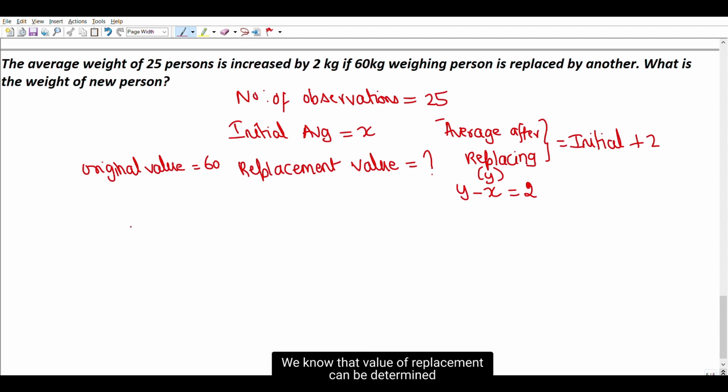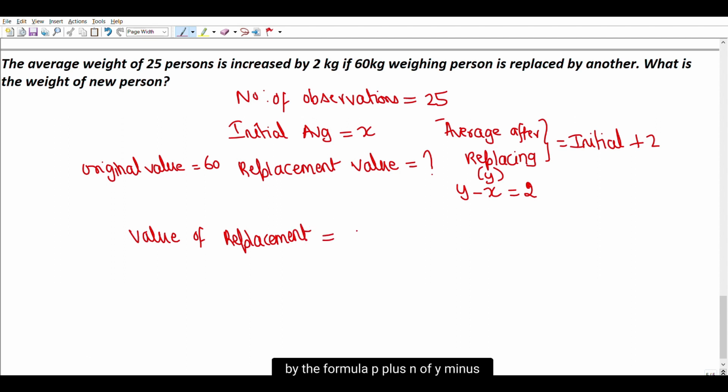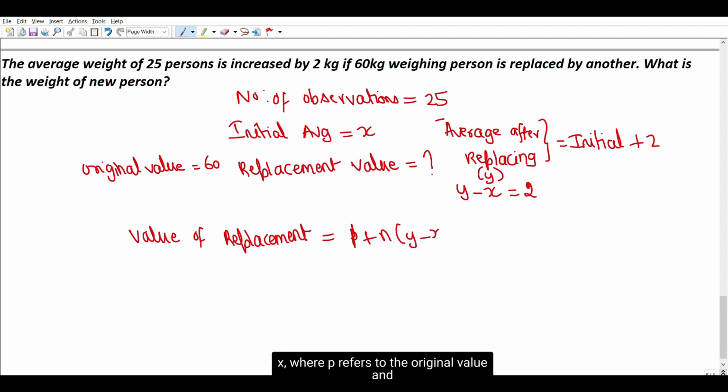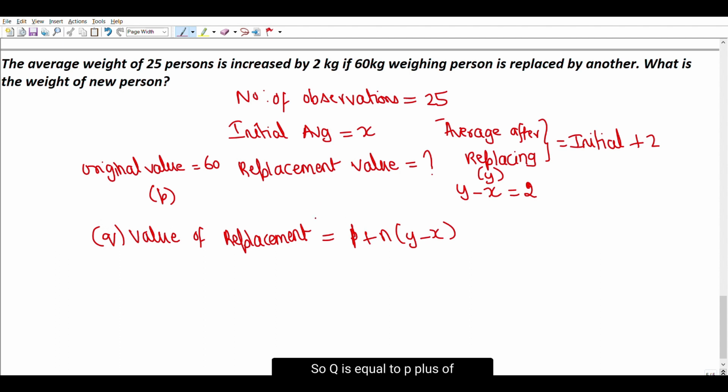We know that the value of replacement can be determined by the formula p plus n of y minus x, where p refers to the original value and the value of replacement can be noted as q. So q is equal to p plus n of y minus x.